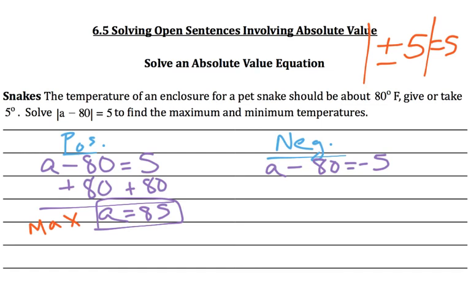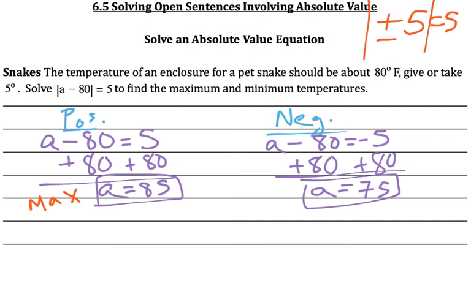But what if it was negative? What if the difference between those numbers ended up being negative 5, like I walked in the other direction to get that? Well, we set up our equation to where it was negative. I'm going to add 80 to both sides. I'm going to have A is equal to 75. The nice thing about dealing with a word problem like this is that's exactly what I said from the start. It's going to be 80 degrees plus or minus 5, so if I went up 5, it would be 85. If I went down 5, it would be 75. And this would be the minimum temperature a snake should be living in for an enclosure.